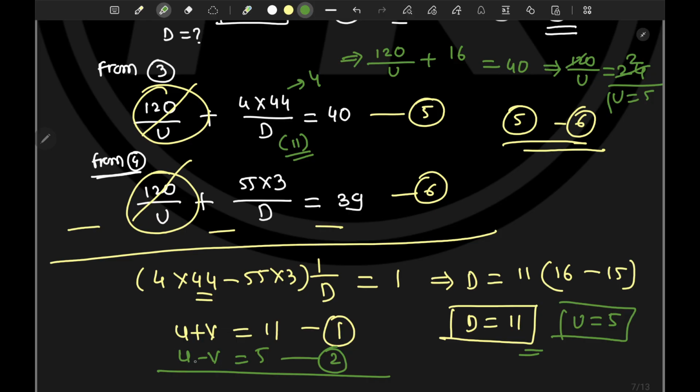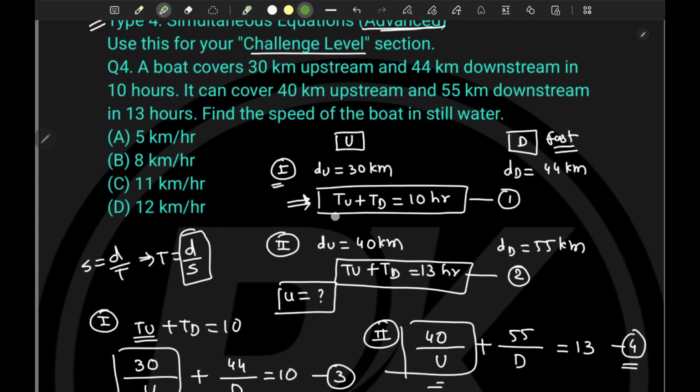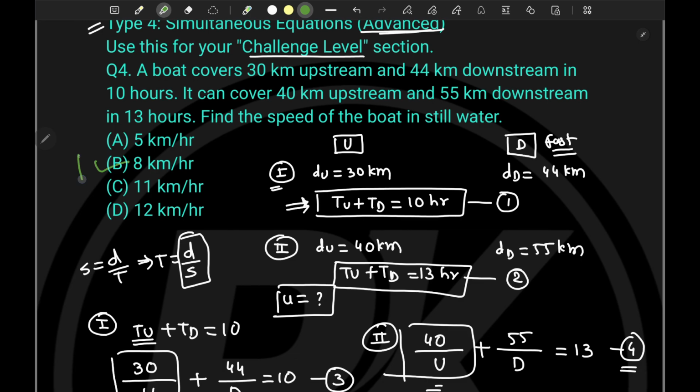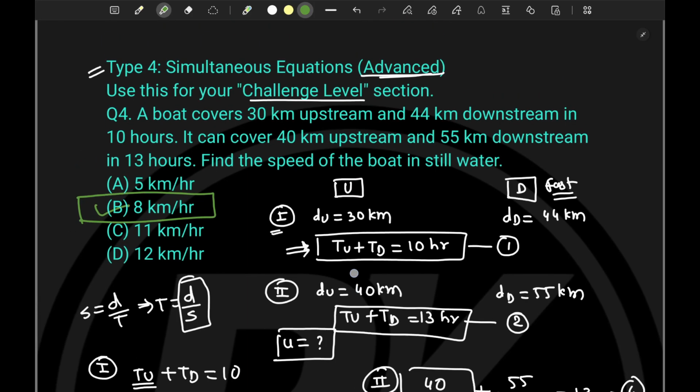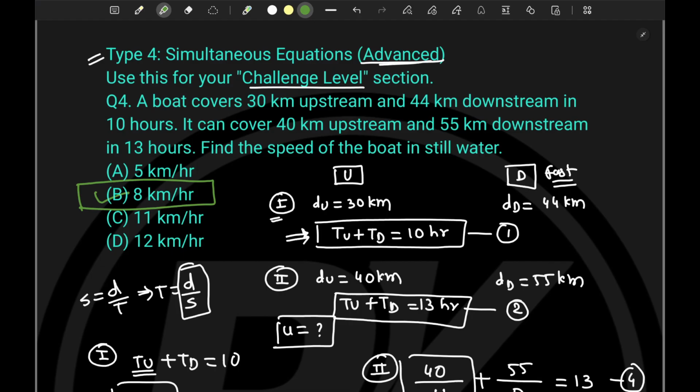Just add these new equations. So that will be equal to 2u, right? Then v gets cancelled, and 11 plus 5 will be equal to 16, and hence u is equal to 8 kilometer per hour. Now let's see where is that option 8 kilometer per hour. So option number B, and hence option number B is the correct one. This is a lengthy problem, but once you know the logic, it is very easy to solve. Okay, now let us move to the next problem.